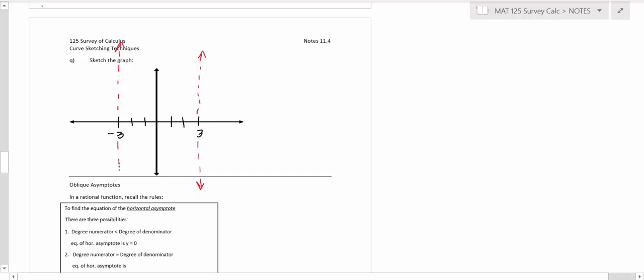One of the first things we figured out was we had vertical asymptotes at negative 3 and 3. Horizontal asymptote, we had one at 3 also, so the horizontal asymptote was y equals 3. That was way back at the beginning of the problem. We had the asymptotes there.